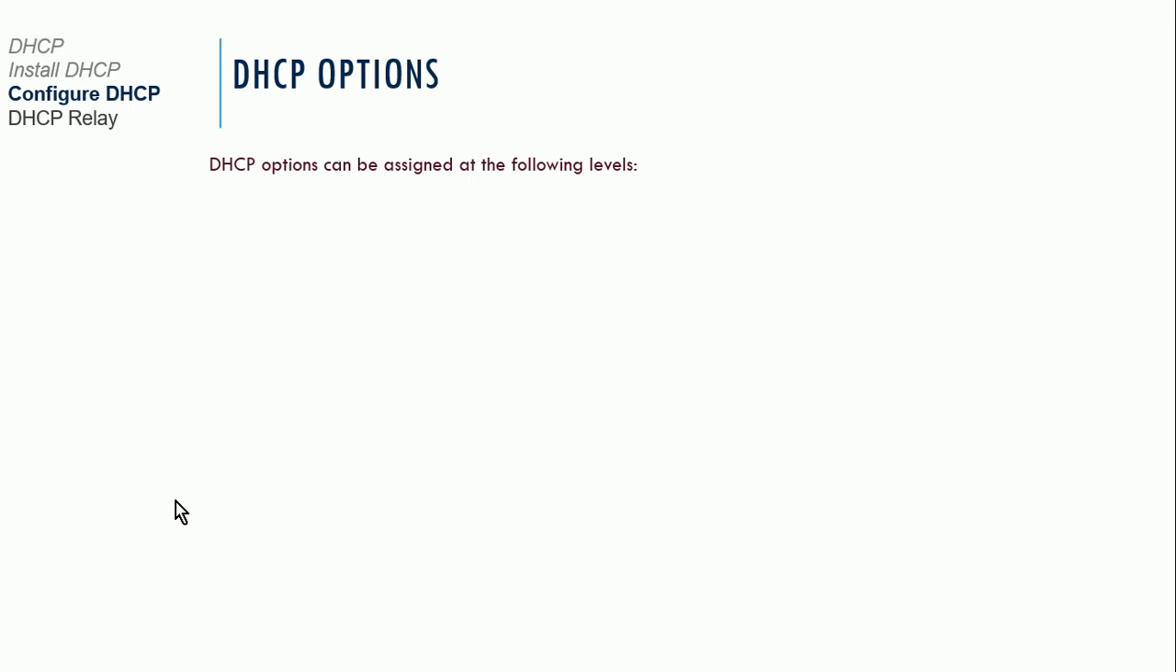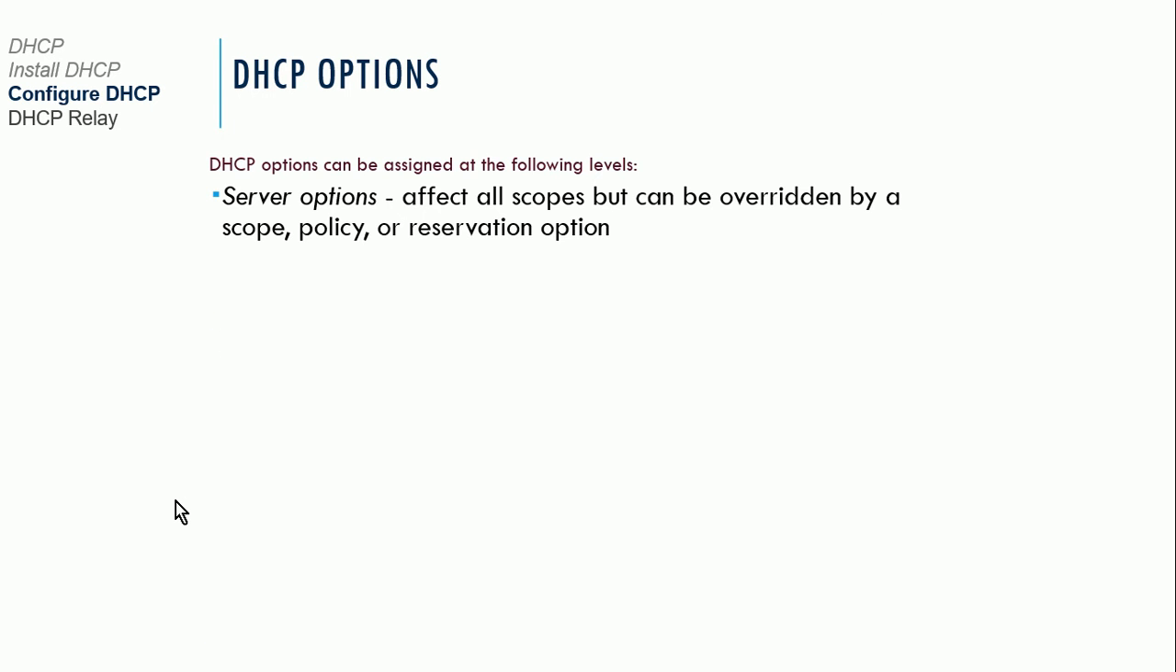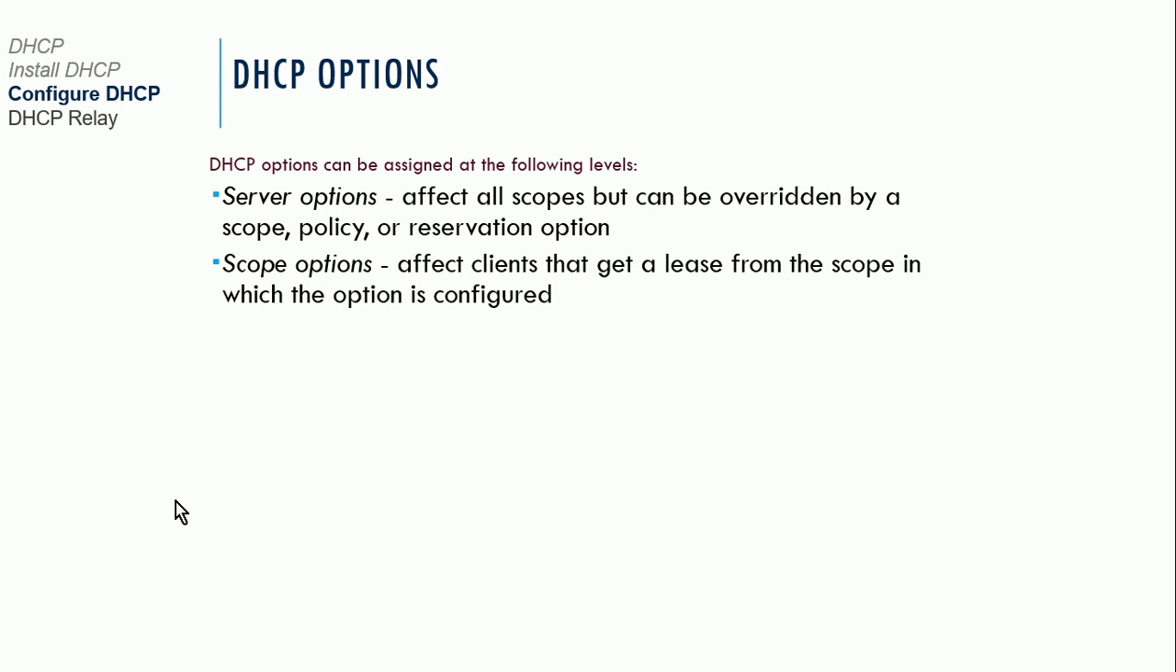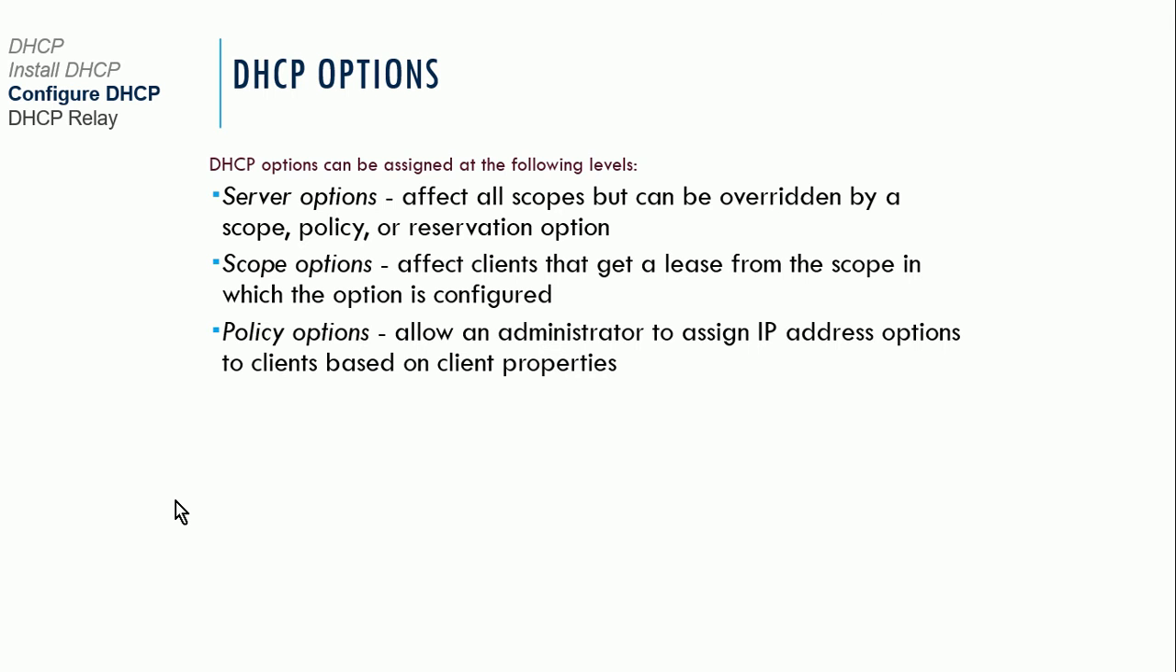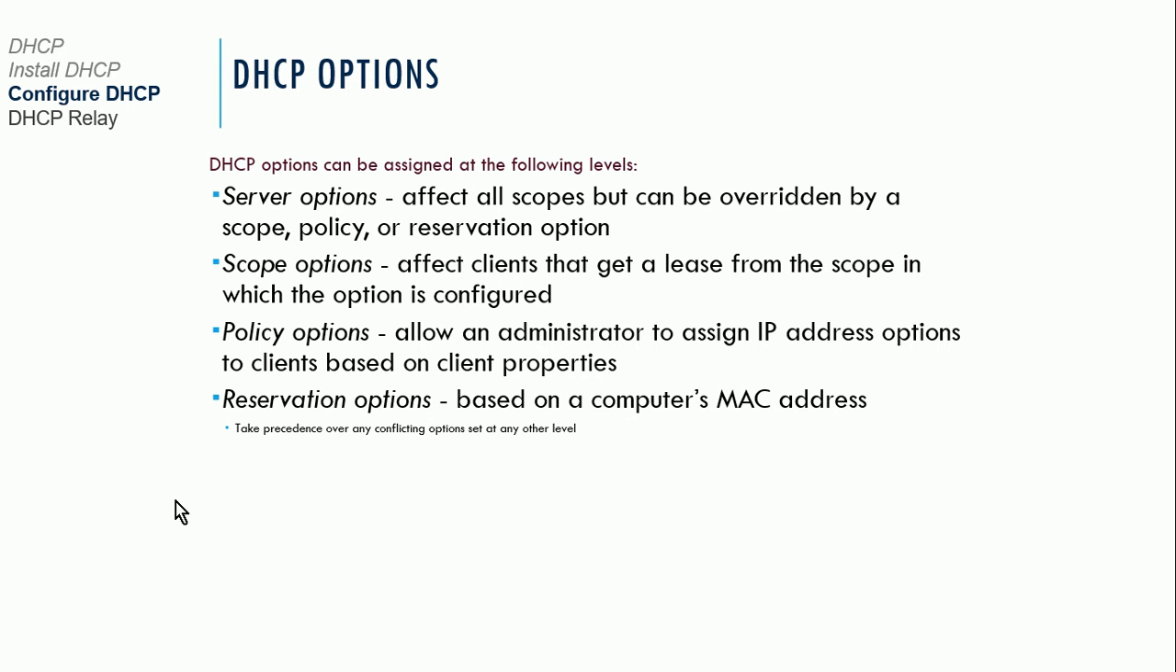There are some options in DHCP, and they can be assigned on the following levels. Server options affect all scopes, but can be overridden by a scope, policy, or reservation. So you have server level options, and then scope level options, and then policy options, which allow an administrator to assign IP address options to clients based on client properties. And then reservation options, which are based on a computer's MAC address, which we talked about earlier. They take precedence over any conflicting options set at any other level. So anything at the reservation options level is going to take precedence over any of the options that you set on the other levels.